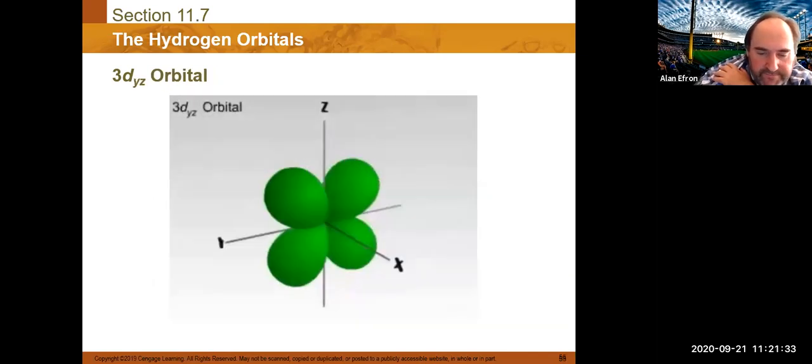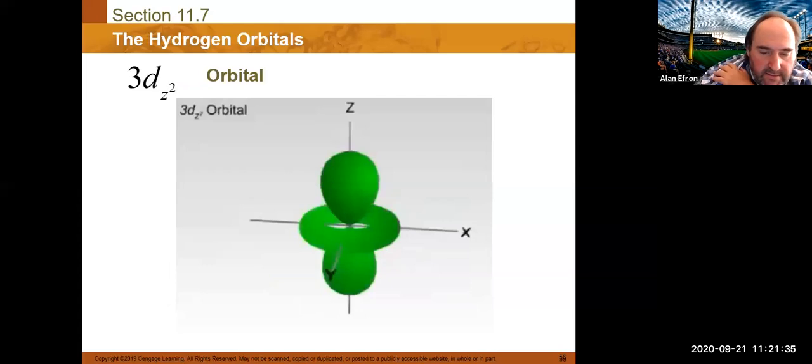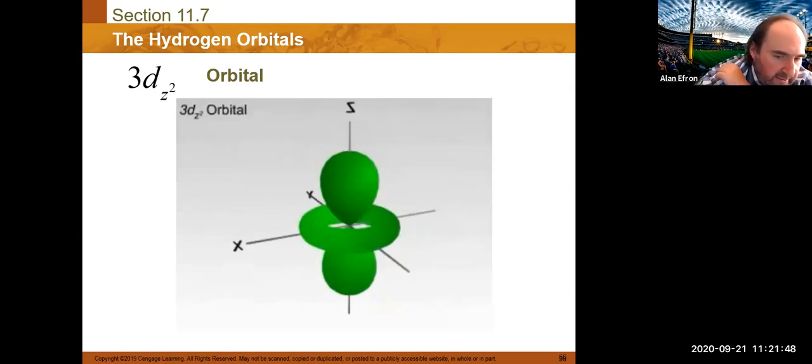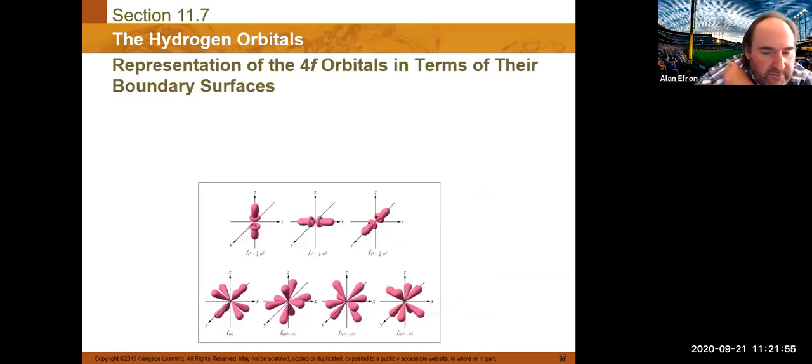The 3dz squared orbital is shaped like a pz orbital with a donut of electron density around the center. It is aligned with the z-axis. So again, will you truly see these shapes in an atom? You don't. These are theoretical probability maps of where you can find an electron, where they drew boundaries, so we see those things as shapes, if you will.